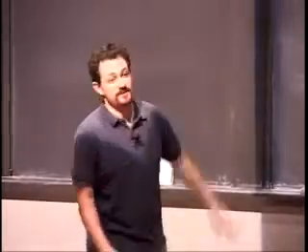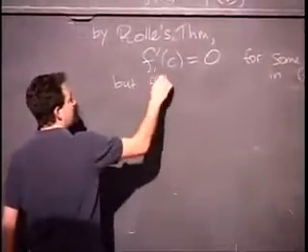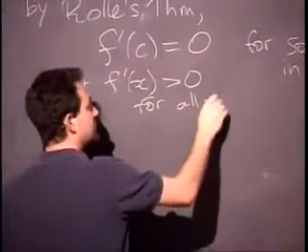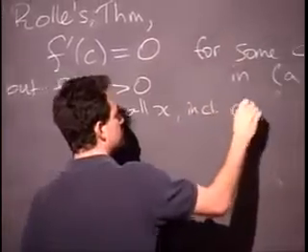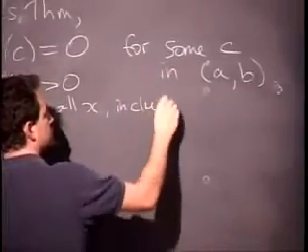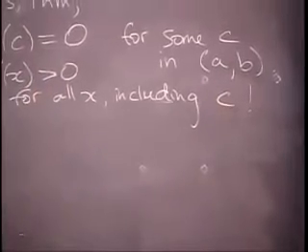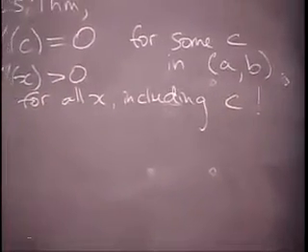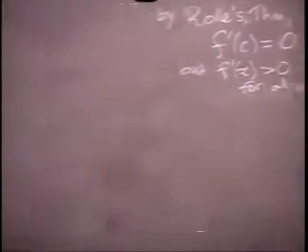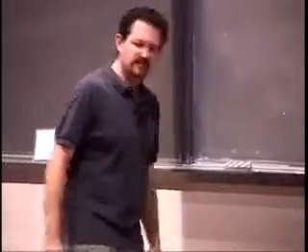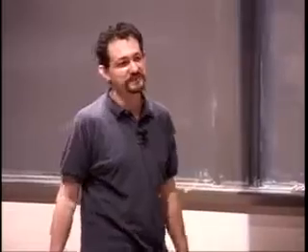Well, I said the derivative is greater than 0. Yeah. But f prime of x is supposed to be greater than 0 for all x, including c. So that's the problem. It cannot be positive and 0. Notice I didn't actually need to know where c was. The very existence of it was an affront to my sensibilities, or at least the function f's sensibilities.